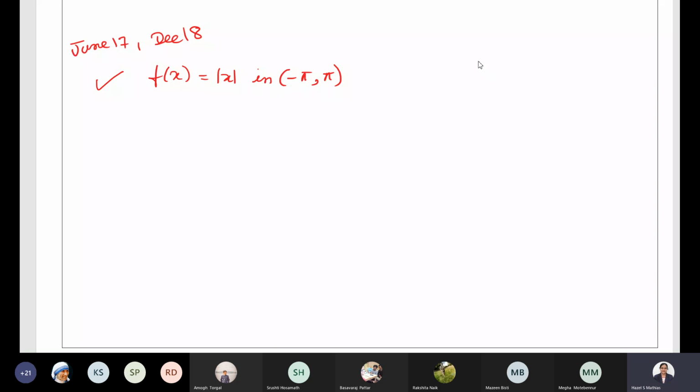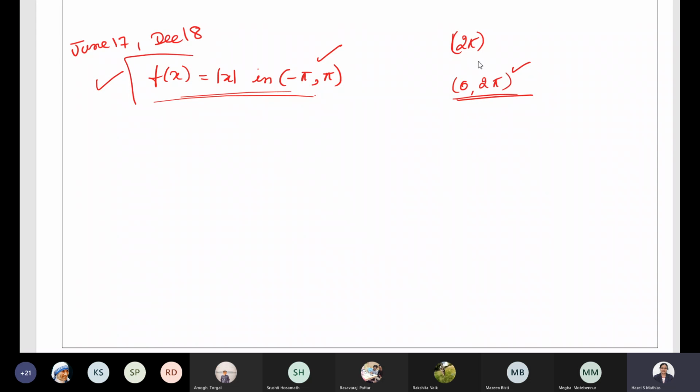Is it okay? Okay, ma'am. This is the homework for today. And tomorrow we will begin with the Fourier series expansion of functions with period 2 pi in the interval 0, 2 pi. So till now we were discussing minus pi, pi. Tomorrow we will discuss the interval 0, 2 pi.